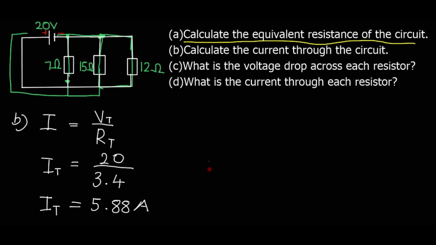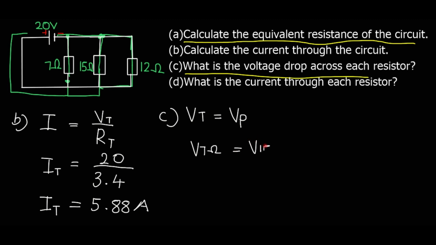Now part C: what is the voltage drop across each resistor? Let's remember for parallel circuits, V total equals V parallel. So voltage is the same everywhere for a parallel circuit. This means the voltage across 7 ohm, 15 ohm, and 12 ohms is all 20 volts, because voltage is the same for parallel circuits. So this is our part C.